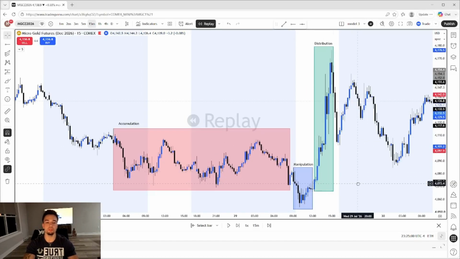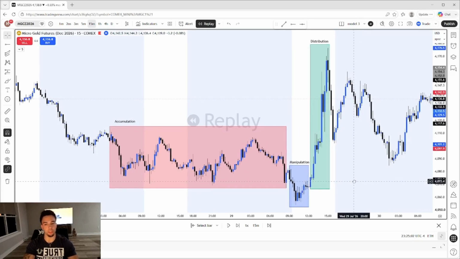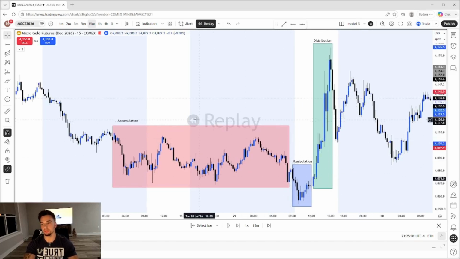So how would you trade this type of market structure? What you would do, you would be very patient. You'd be sitting on your hands during a phase of accumulation, and you would wait for this manipulation leg to form and then reverse.